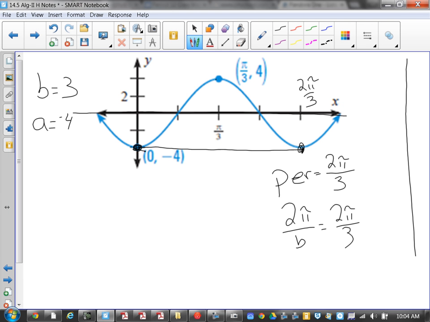Is there a right or left shift here? No, there's no right or left, because we're at the original spot. There's no vertical component to it. So my h and k in this case are both 0. So my function is y equals negative 4 cosine 3x.